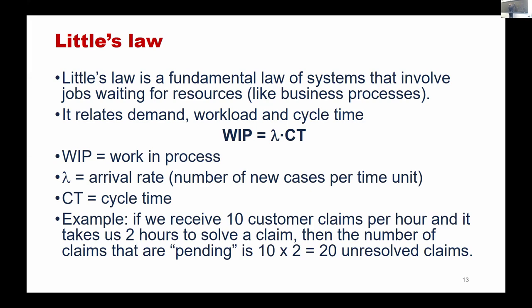So, for example, if I have 10 customers per hour, which means lambda is equal to 10, and it takes me 2 hours per claim, which means the cycle time of a claim is 2 hours, Little's law tells me how many claims I will have open at a given point in time, and that will be lambda 10 multiplied by 2, which is equal to 20 claims. At any point in time, on average, you'll find 20 claims open in this process.